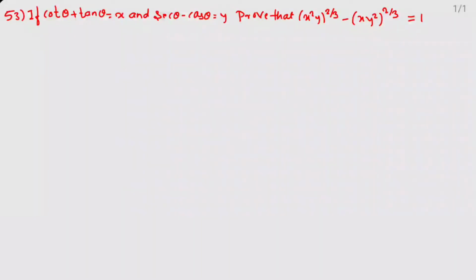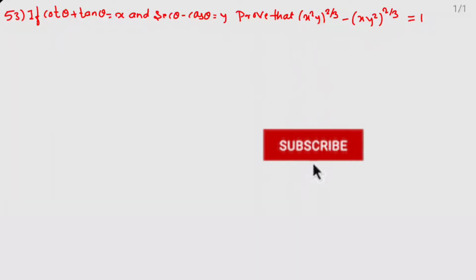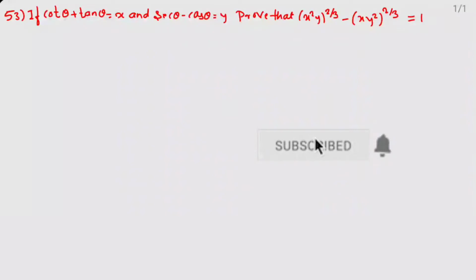Look at the next problem. If cot theta plus tan theta equal to x and sec theta minus cos theta equal to y, prove that x square into y raised to 2 by 3 minus x into y square raised to 2 by 3 equal to 1.